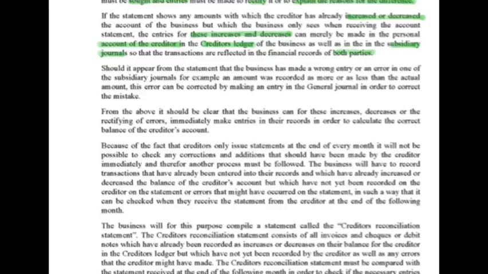Should it, however, appear from the statement that the business has made a wrong entry or an error in one of the subsidiary journals, for example, an amount was recorded as more or as less than the actual amount, this error can be corrected by making an entry in the general journal in order to correct the mistake. So again, the error was made in our books. We are in full control of our records, therefore we can simply go and correct the error in our records without any problem.